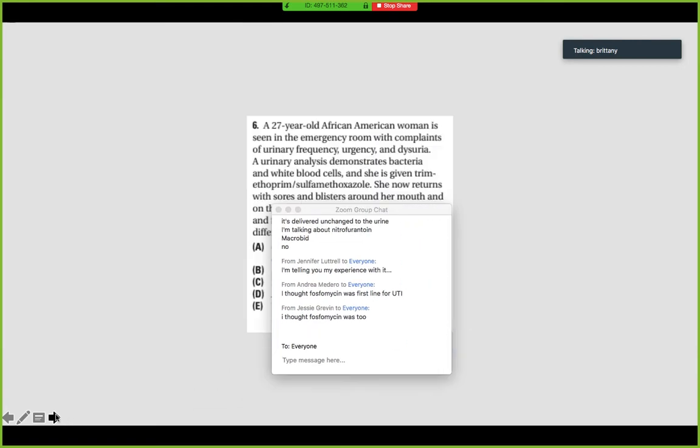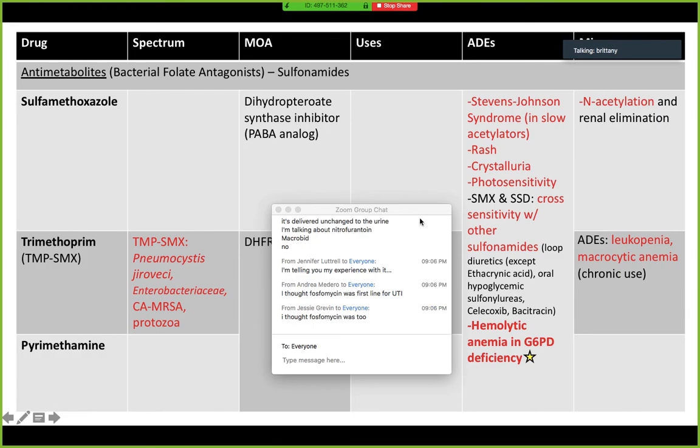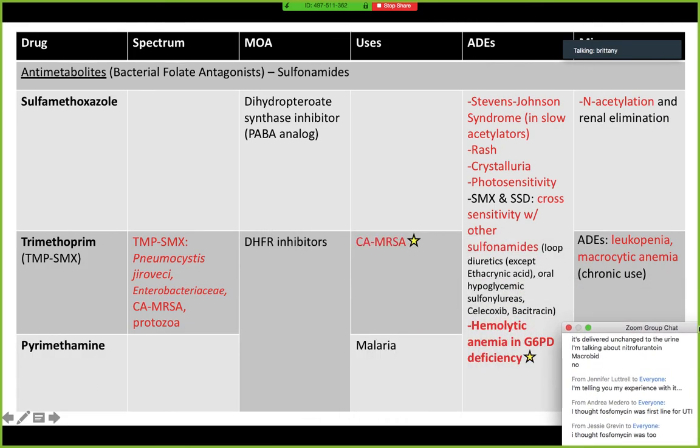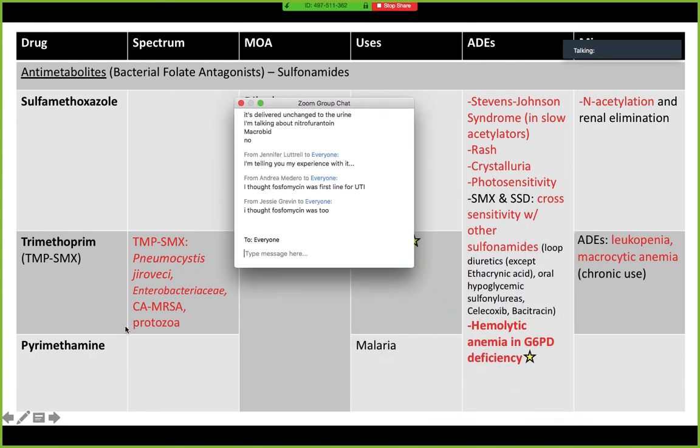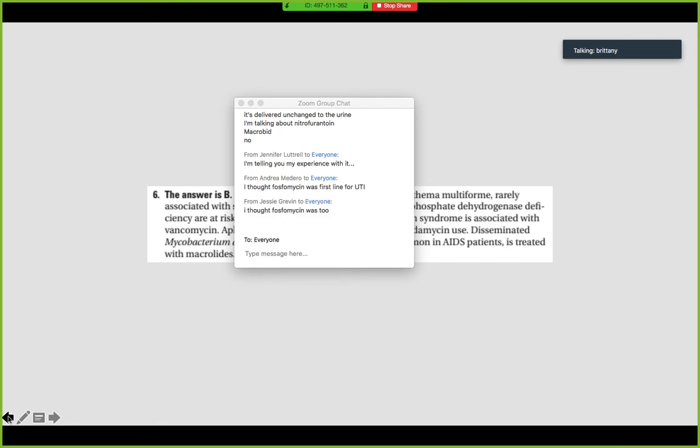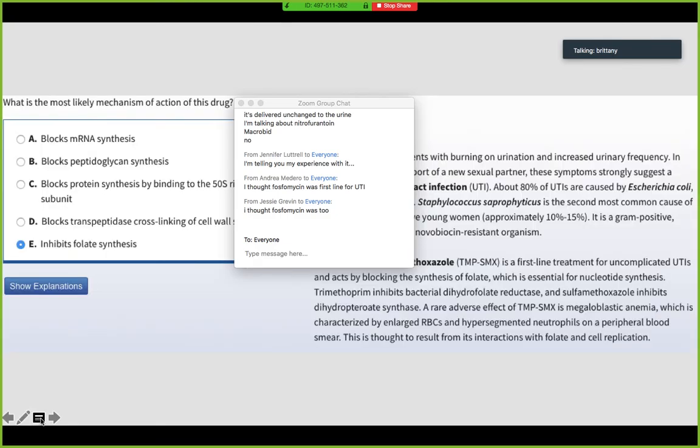Let me see if I have the slide after this. No, she doesn't talk about it. At this point, if she has fosfomycin as first-line treatment for a UTI, then I would go with that right now, since she's not talking about TMP-SMX in her slides. Okay, so sorry, I hope using these USMLE questions doesn't create more confusion.